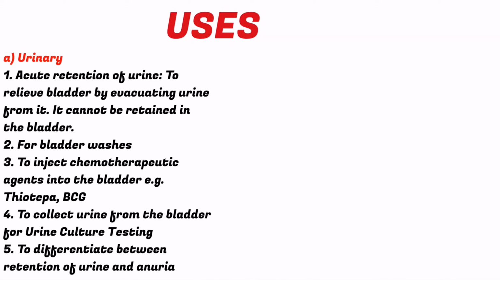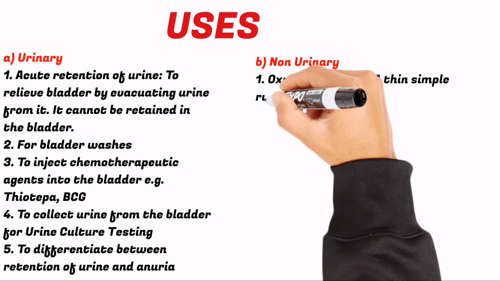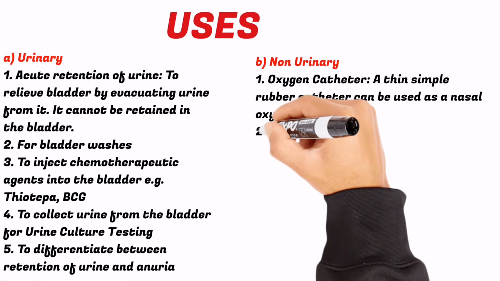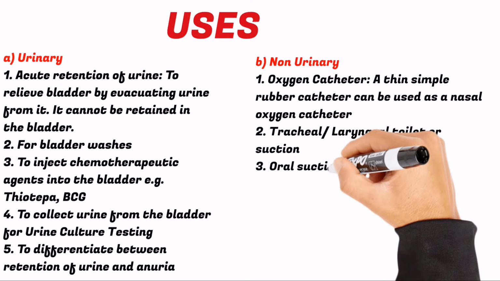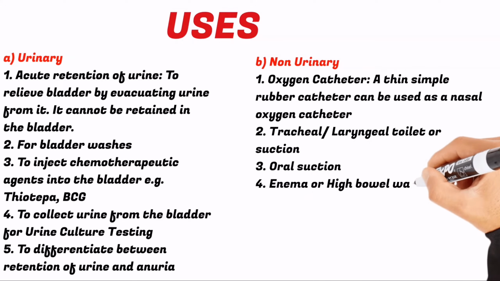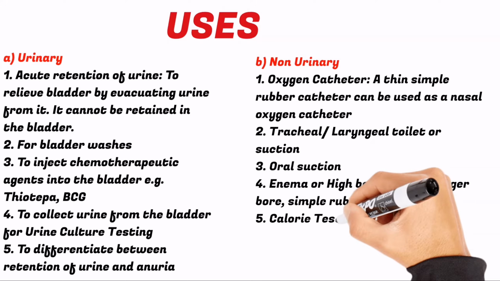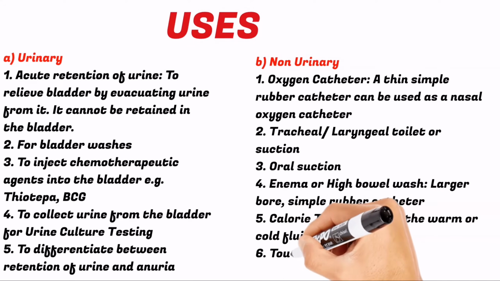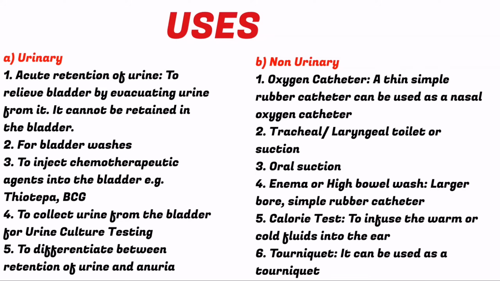B. Non-urinary uses. First, oxygen catheter. A thin simple rubber catheter can be used as a nasal oxygen catheter. Second, tracheal or laryngeal toilet or suction. Third, oral suction. Fourth, enema or high bowel wash, using a larger bore simple rubber catheter. Fifth, caloric test, to infuse warm or cold fluid into the ear. Sixth, tourniquet. It can be used as a tourniquet.